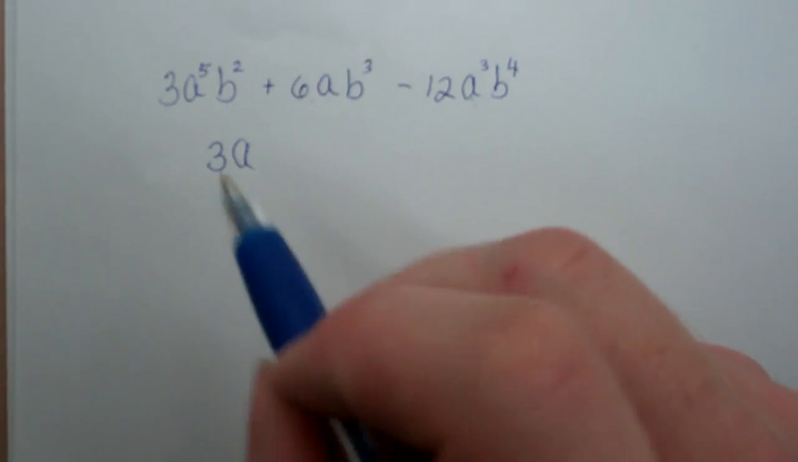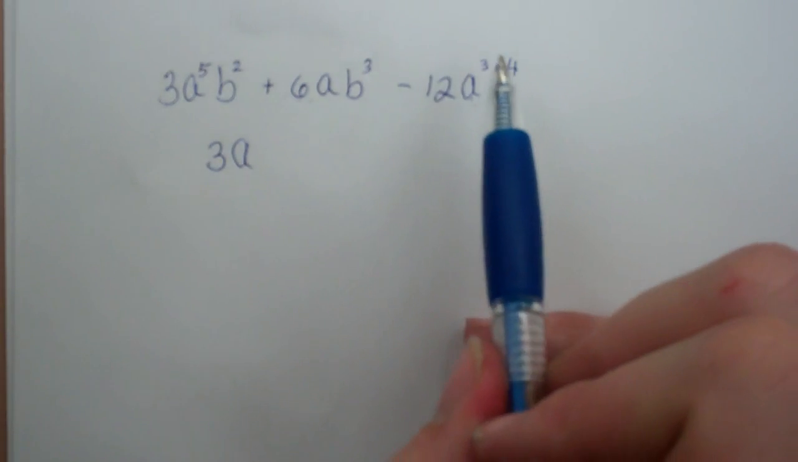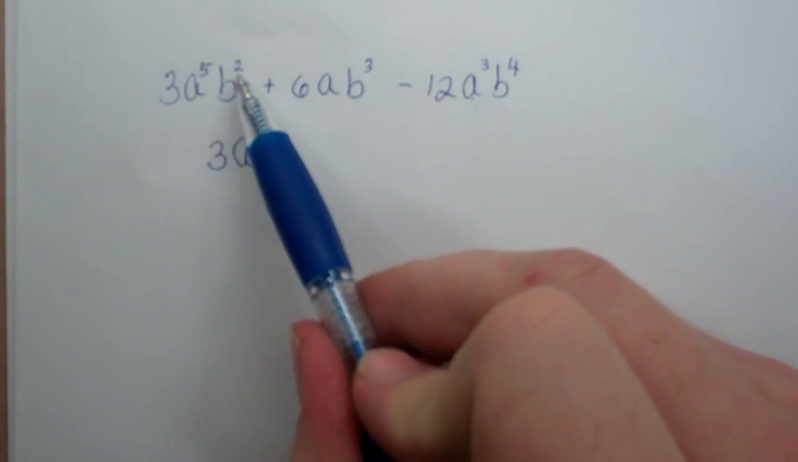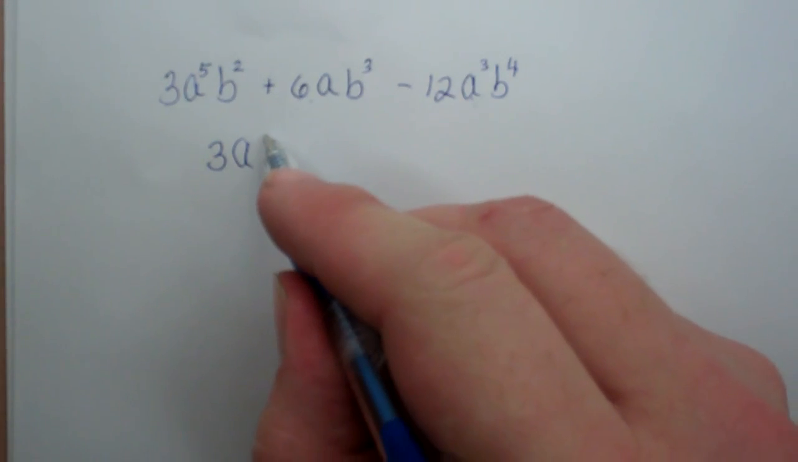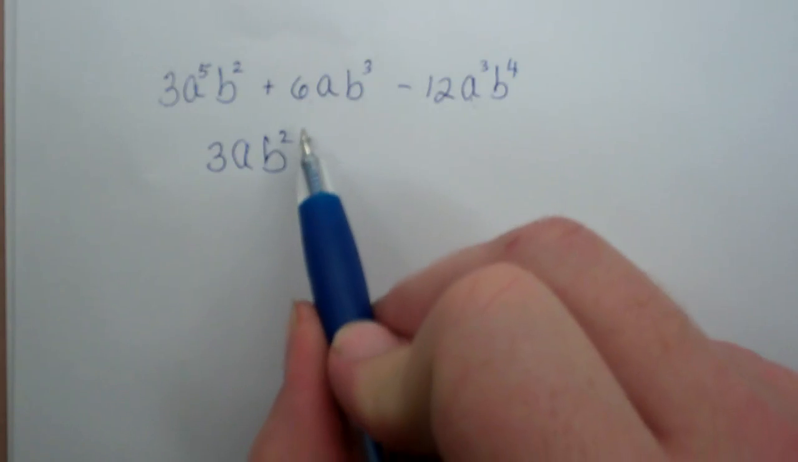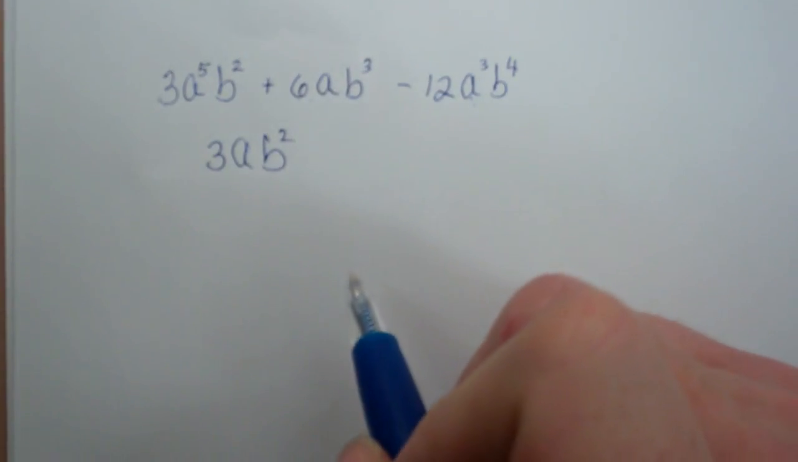Does the b show up in every term? Yes, it does. And what is the smallest power of the b? B squared is the smallest power of the b's, so we can pull out a b squared. This is the greatest common factor of each of those terms.